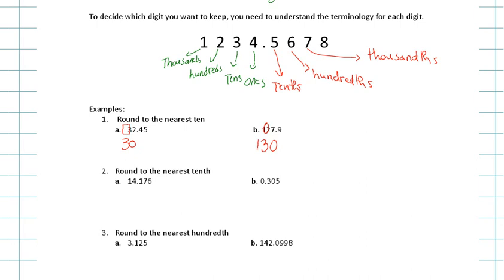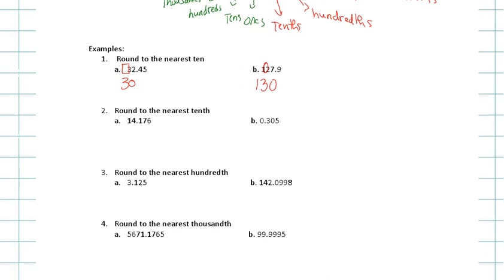Round to the nearest tenth. 14.2. Because this is my tenth digit, so the 1. After the 1, I have a 7. So I have to round it up, so it's going to be 14.2.